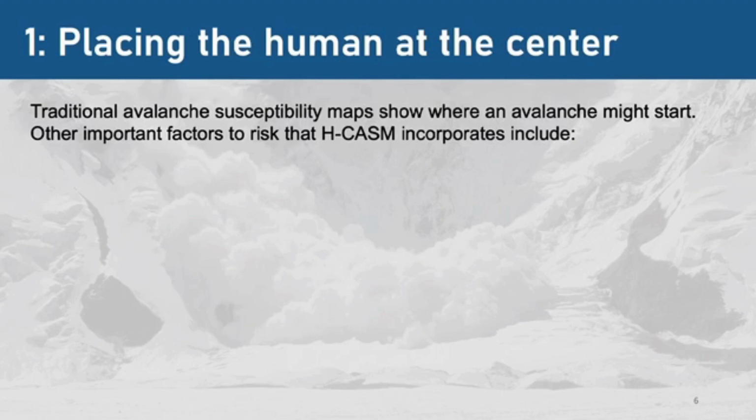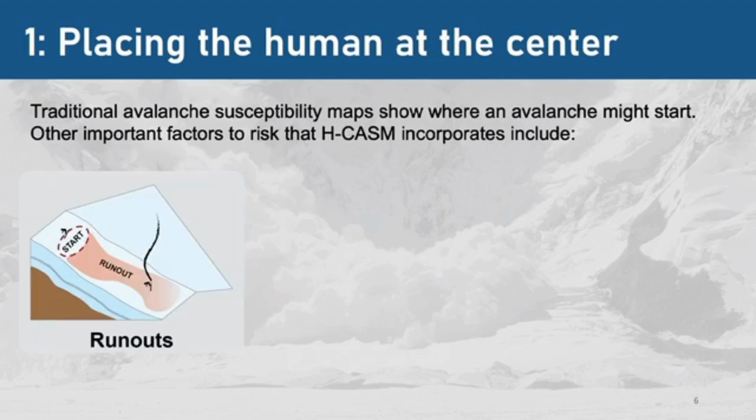So like I said, there's those other important factors to risk besides where an avalanche might start. So one is the runout. Where's the avalanche going to go? Even if you're not in the start zone, are you still in the path?